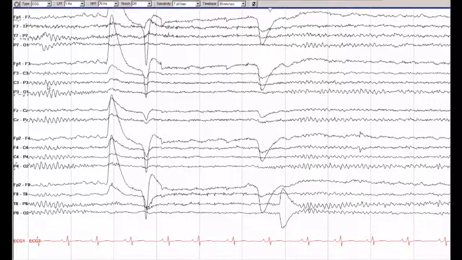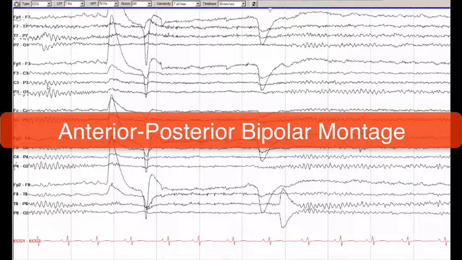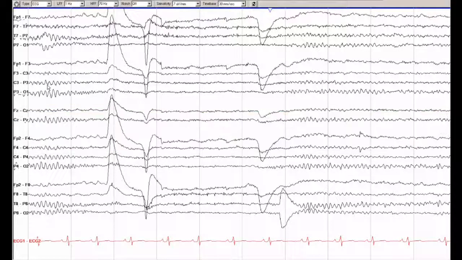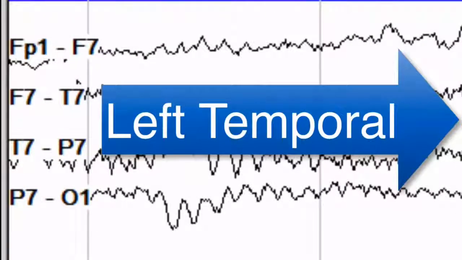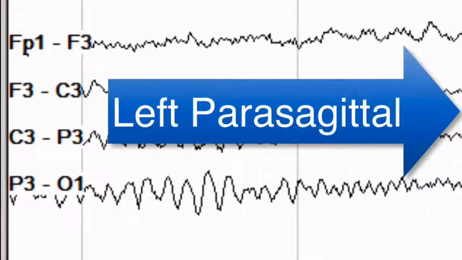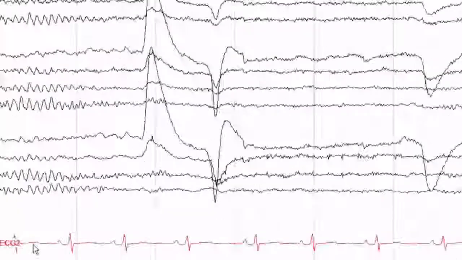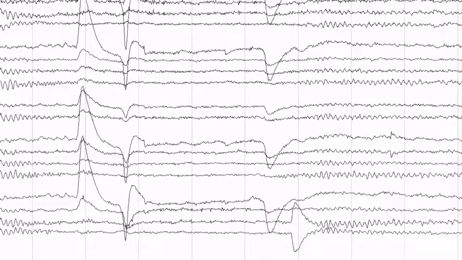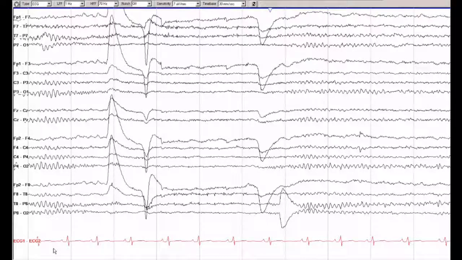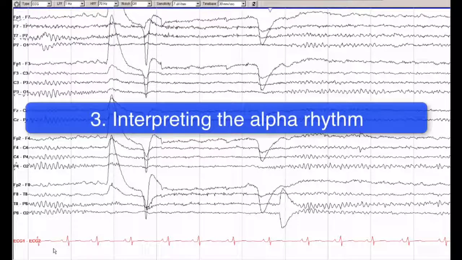This is an anterior-posterior bipolar montage, which is a common montage for reading routine EEG. We have discussed some of the strengths and weaknesses of montages in a separate video, and I would refer back to this for additional details. To review briefly, we start with left temporal, then left parasagittal, then midline, then right parasagittal, then right temporal, and a single EKG recording. As we become more advanced in our EEG interpretation, we can change the montage settings to suit our specific needs.